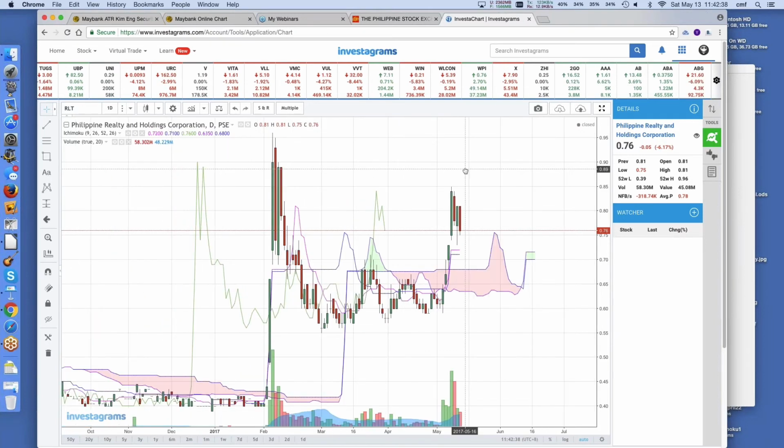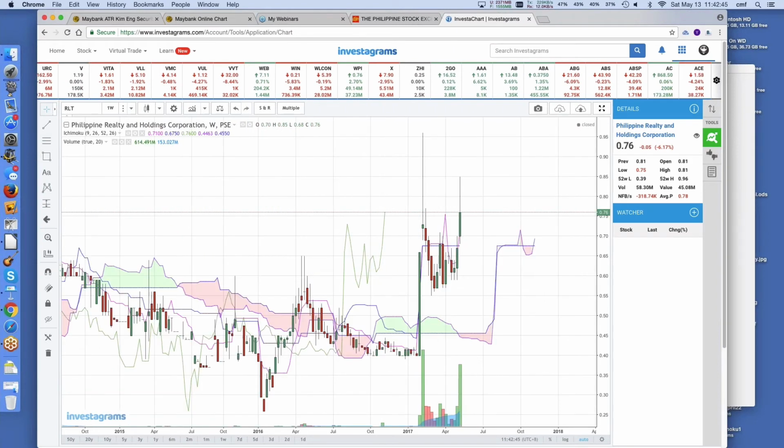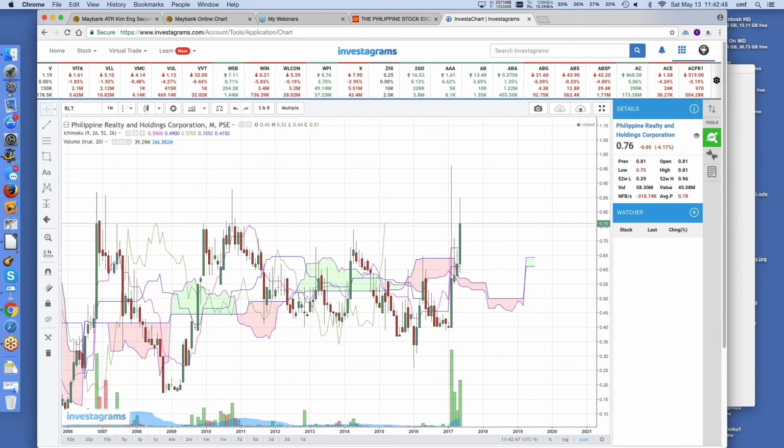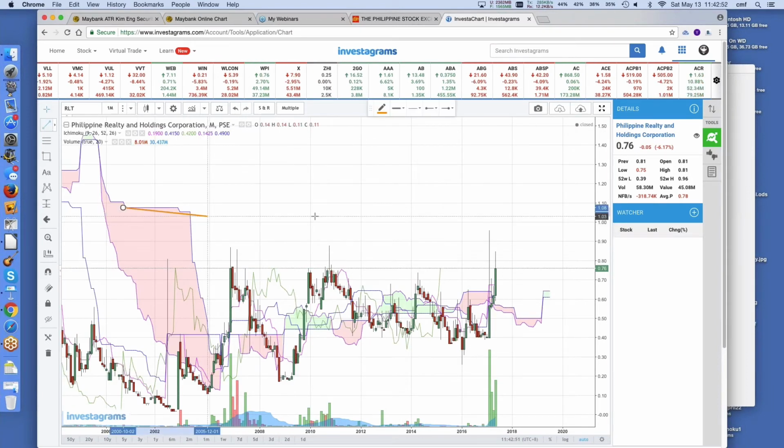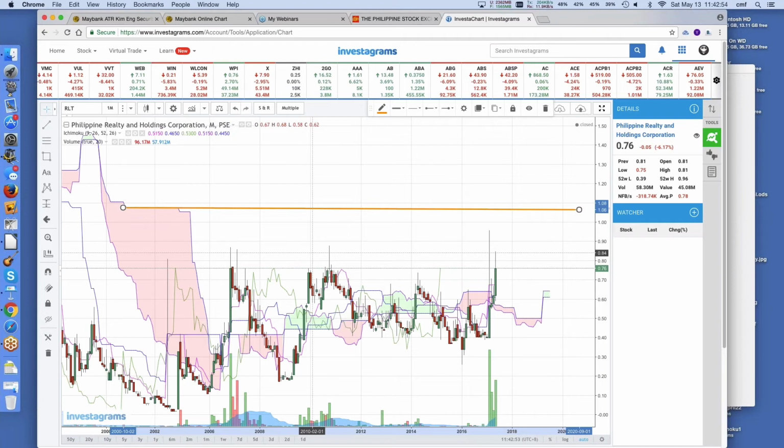So on the daily chart, there's no resistance above. On the weekly chart, there's no resistance. On the monthly chart, your resistance, if you scroll, would be this level. This would be your resistance. Again, this is not a promise. This is just a potential at 107.